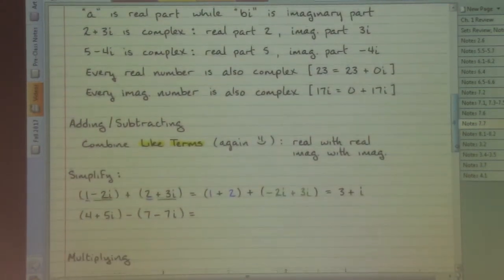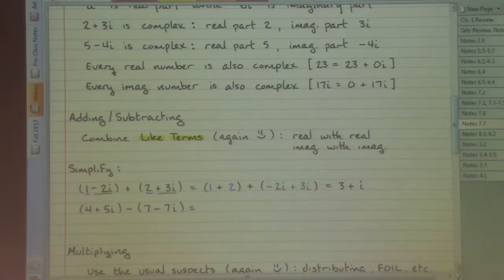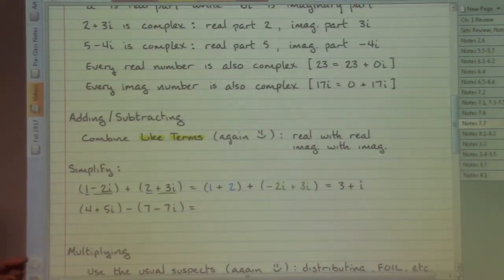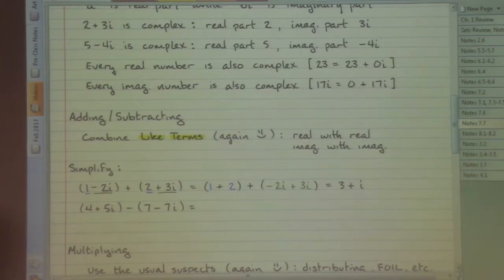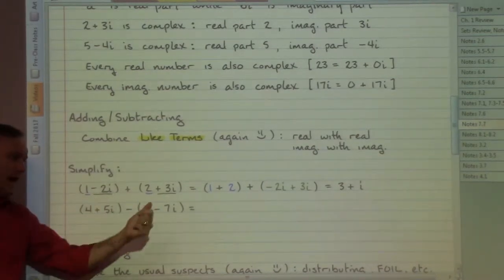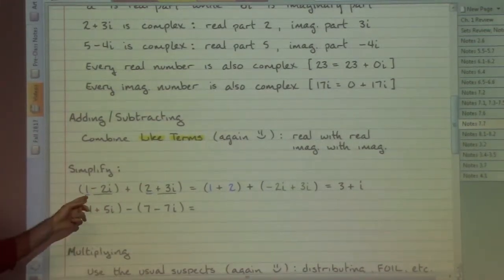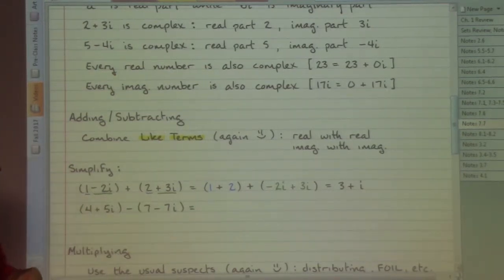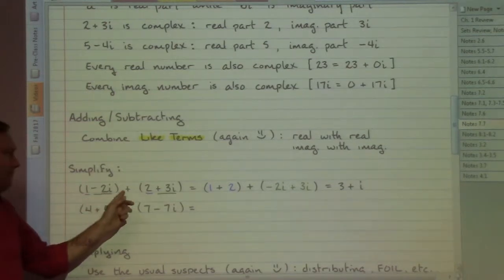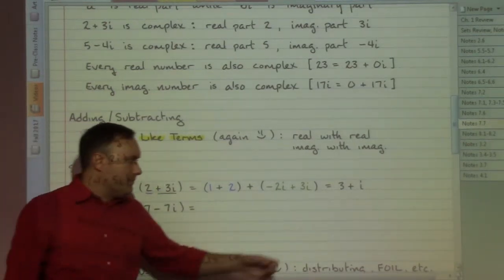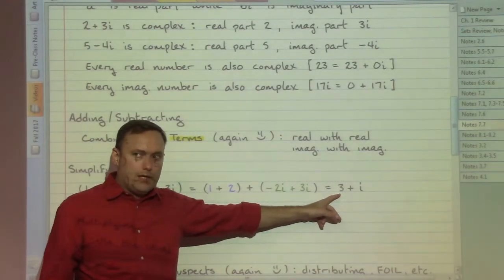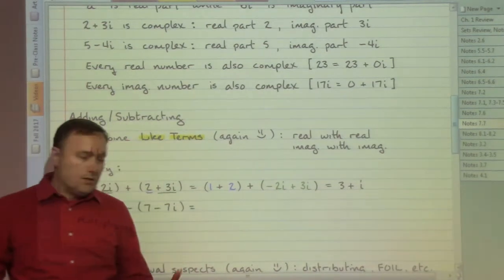Adding and subtracting, thankfully, are once again going to use the ever-present like terms idea, where we're talking about real part with real part, imaginary part with imaginary part. So using a little color to highlight how this is working out, we've got our real parts in blue, 1 plus 2. We've got our imaginary parts in green, negative 2i plus 3i. And so when we simplify each of those pieces, we get our real part in the answer, 3, and the imaginary part in our answer, plus i.